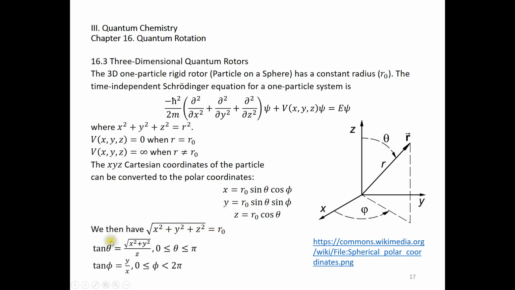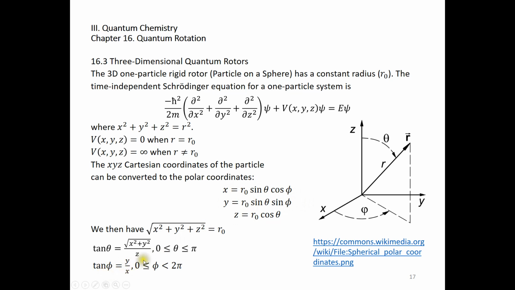We can also look at tangent theta. Tangent theta is this dashed line over the z component, here. And we have tangent phi. Tangent phi is pretty simple. It's just y over x. So we just do y over x. We have sine phi over cosine phi.